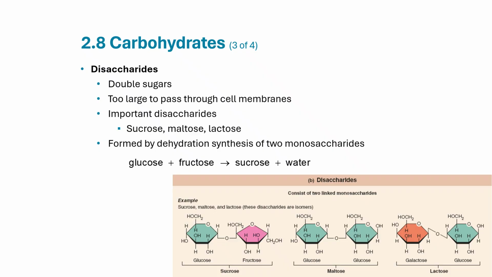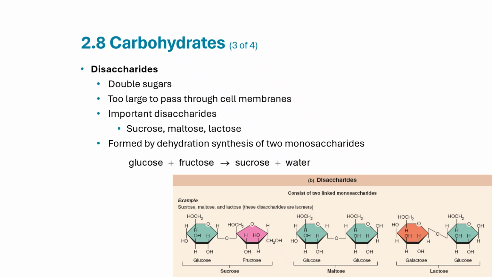All right, disaccharides are double sugars. So now we have 2 sugars hooked together. These are too large to pass through cell membranes. The important ones that we know here are sucrose, maltose, and lactose. These are formed by dehydration synthesis of 2 monosaccharides.